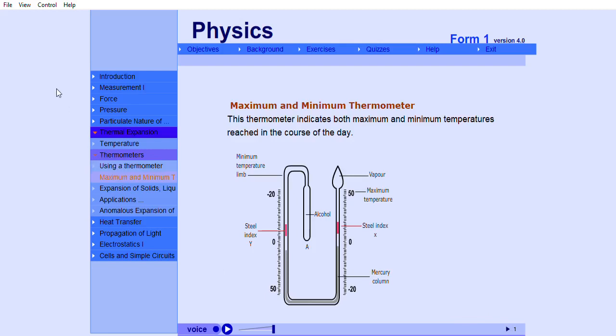Maximum and minimum thermometer. This thermometer indicates both maximum and minimum temperatures reached in the course of the day.